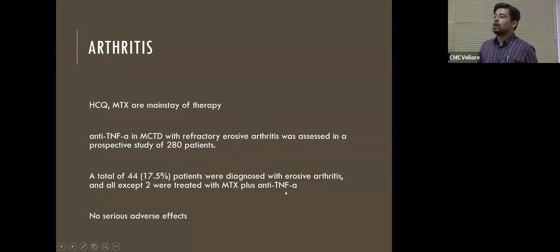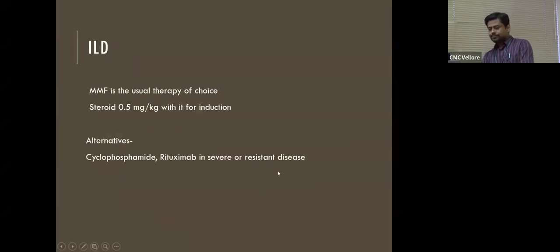Again, in the Indian setting, I would probably use rituximab before TNF, the cause being the tuberculosis risk with anti-TNF, and also the cost. Rituximab can be given once in 6 months, and the cost has come down drastically, while TNF still remains every 2-weekly or weekly injections.